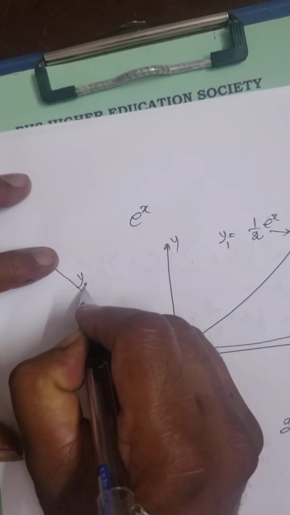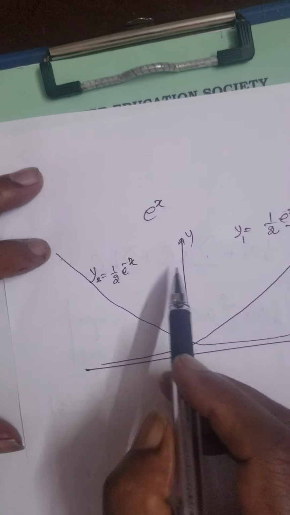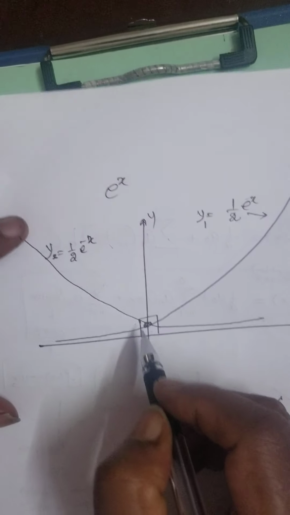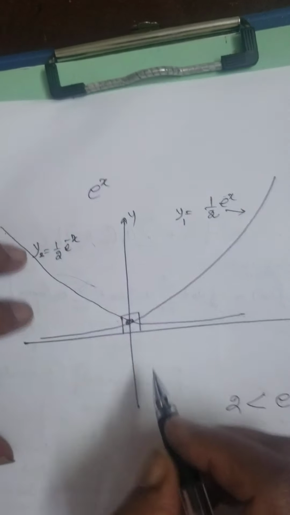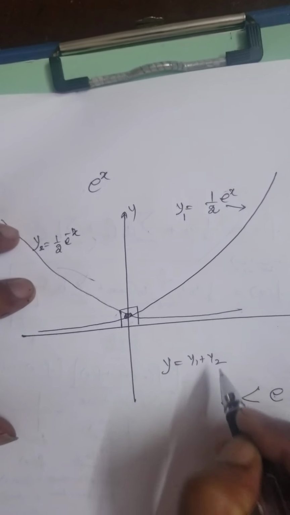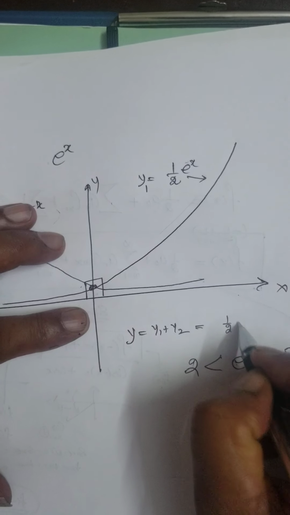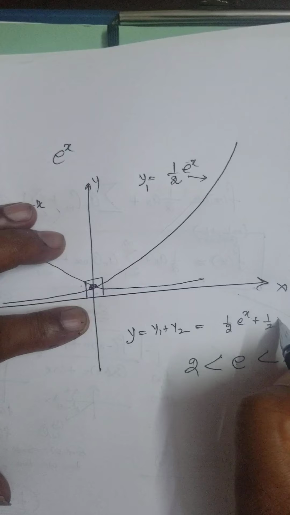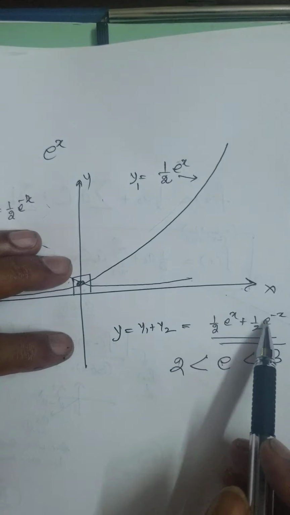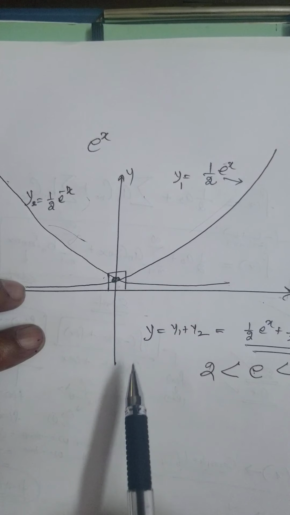Therefore, y1 plus y2. y2 is equal to half e to the power of minus x. In a college, we have two sets of students. But where will we mingle? In a classroom, we will mingle here. Right? If both are combined together, what will happen? See, y is equal to y1 plus y2. y is equal to half e to the power of x plus half e to the power of minus x. This is the combination picture of these two curves, right?